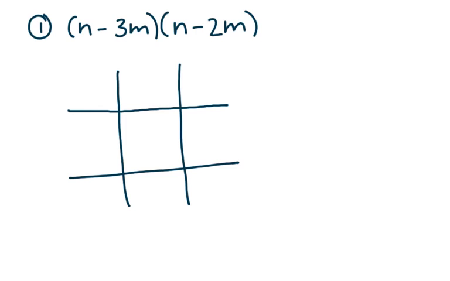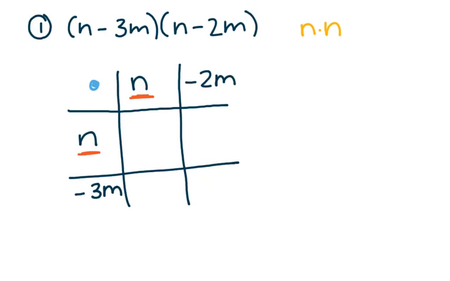So I can fill my box in by saying n minus 3m, and I'll be multiplying that by n minus 2m. So now I can go through and fill in my multiplication box here. I'm going to start by multiplying an n times an n. We know that n times n is equal to n squared. So I put that inside of my grid.